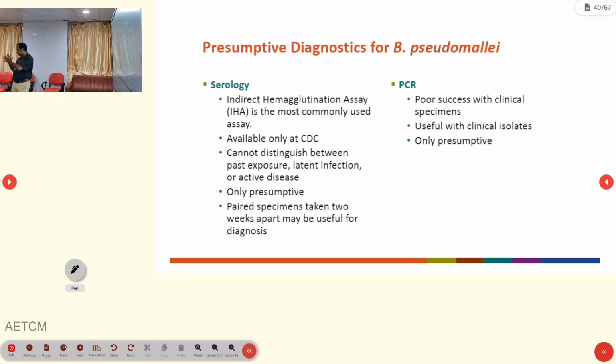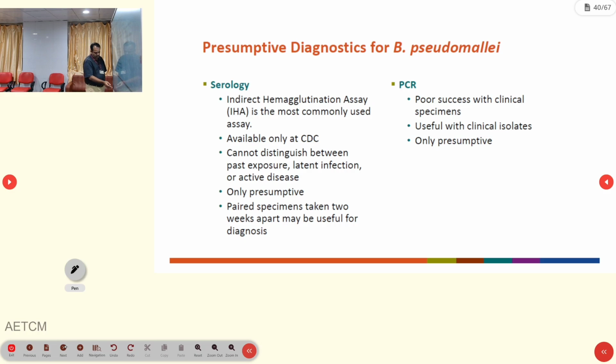So you should also take initiative: at any unusual site where we are giving a non-fermenting bacteria like Pseudomonas or cepacia, and you have a risk factor in the patient, call the lab and ask whether it's not pseudomallei, just to rule it out, because treatment changes a lot.